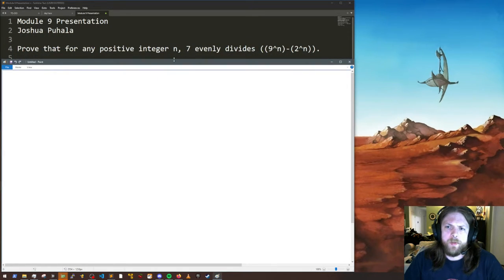Today I'm going to be doing a proof by induction that shows that for any positive integer n, 7 evenly divides 9 to the nth power minus 2 to the nth power.